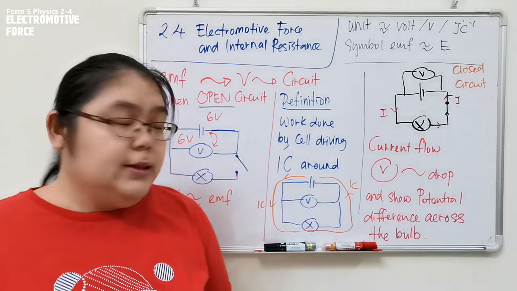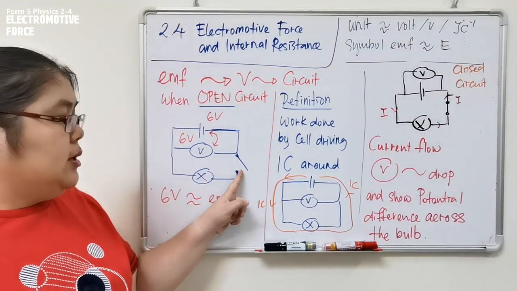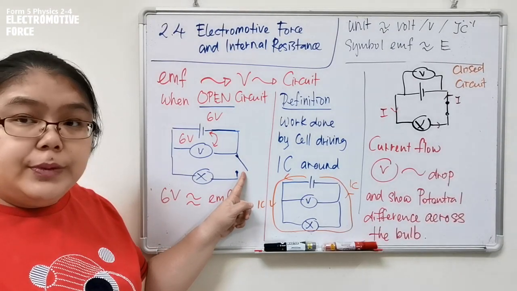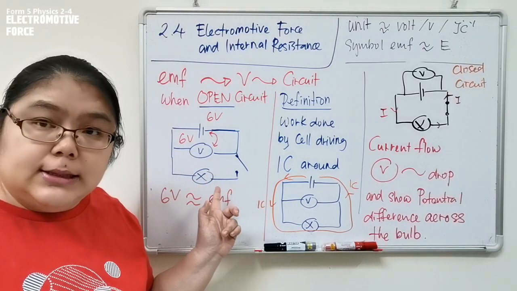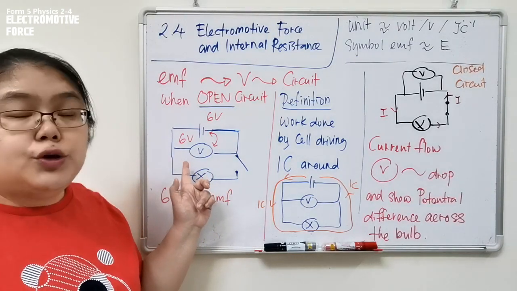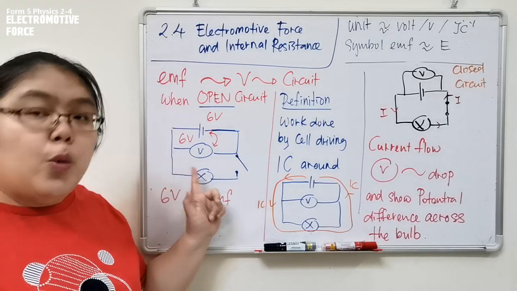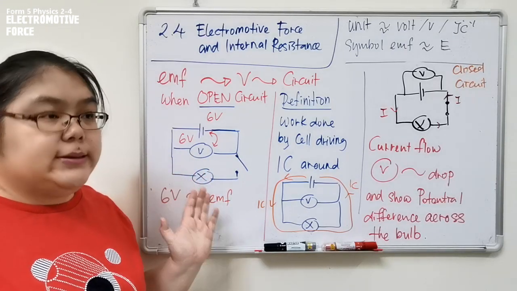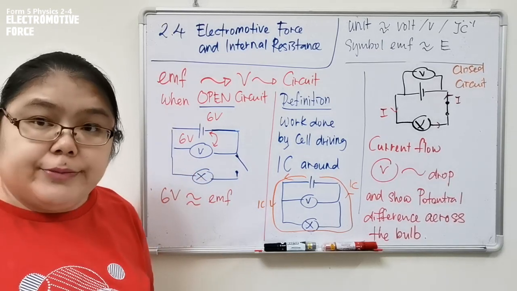Okay, open circuit is a situation when the switch is still open. The switch is still open, that means no current flows through the circuit. Then the voltmeter will show the reading. That reading stands for EMF. This one is an open circuit. So that means, what situation can we read the EMF? When the situation is open circuit.